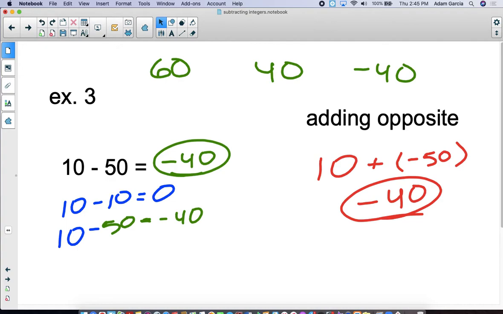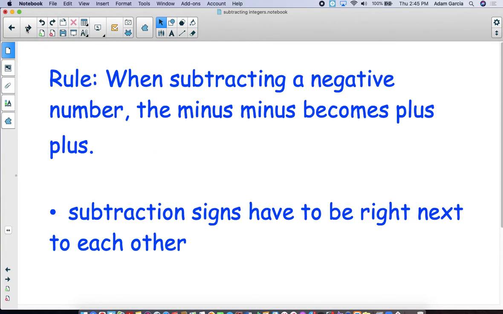Please write this down. These are rules. Sometimes you're going to be subtracting a negative number. Subtracting a negative, you're going to hear me say minus minus becomes plus plus. I'm going to say that probably 100 times. Whenever you see a minus minus next to each other, they have to be right next to each other, just like Rakib and Mallory. Right next to each other and nothing between them. Minus minus becomes plus plus.